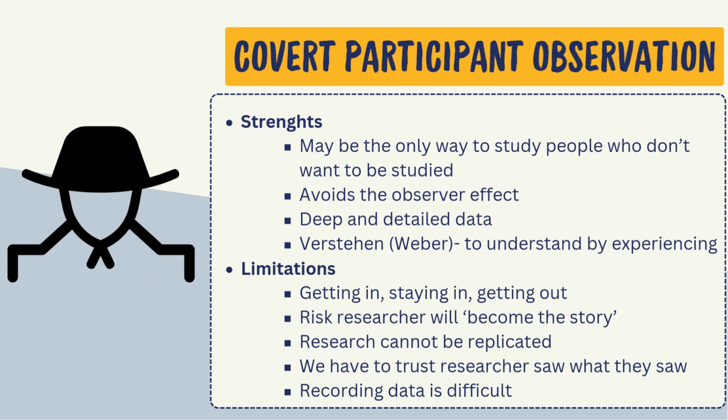So, covert participant observation may be the only way to study people who don't want to be studied, because you are hidden and they don't know they're being studied. This would usually be the case, for example, with gangs, criminal groups, etc. It also avoids the observer effect, like the Hawthorne effect, because they don't know they're being researched, they'll act more naturally, and that leads to more valid data. It also provides really deep and detailed data, like overt participant observation does. And again, it has Verstehen, which is understanding by experiencing.